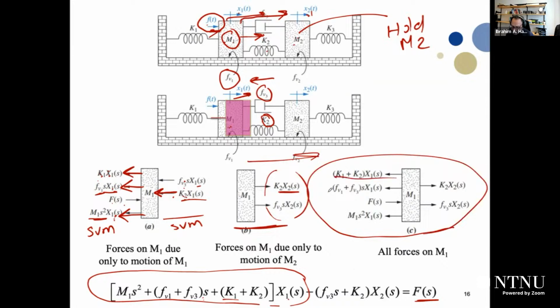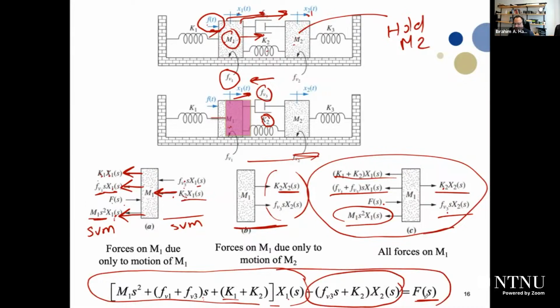So this one plus this one plus this one equals F of S plus this one plus this one. Right? So we just move this one and this one to the other side with a negative sign. So now we are happy. Now we have an equation, and this equation describes the forces acting on M1.